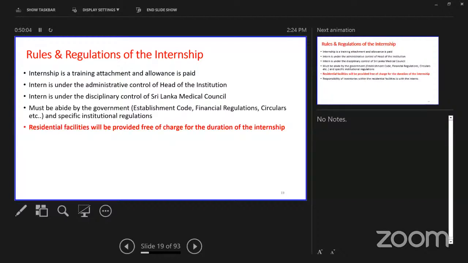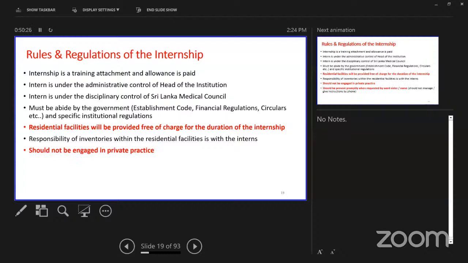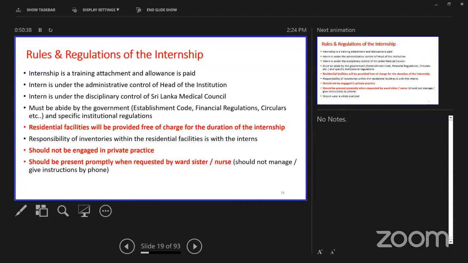One advantage of becoming an intern is that all other government servants have to pay for their residential facilities, but for interns, residential facilities will be provided free of charge for the duration of the internship. So that is one advantage of becoming an intern. The responsibility for inventories within the residential facilities is with the interns. As I've told you, because you are not legally entitled to practice medicine and surgery in Sri Lanka, you are only entitled to work in a government institution. You should not be engaged in private practice.